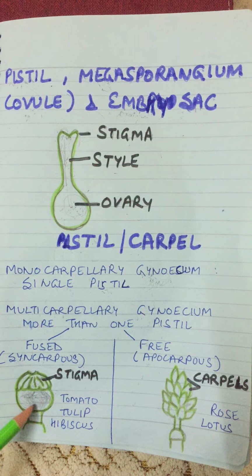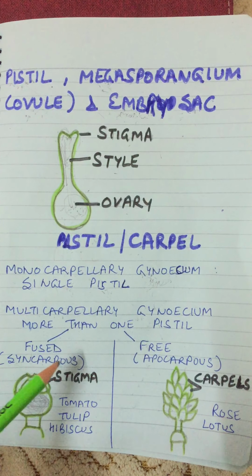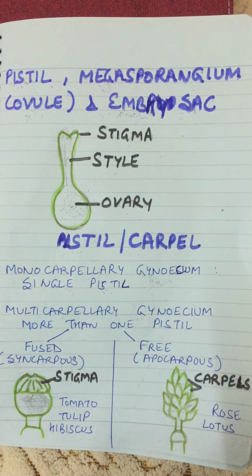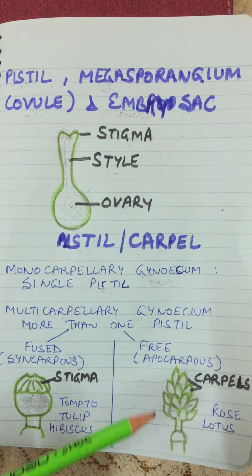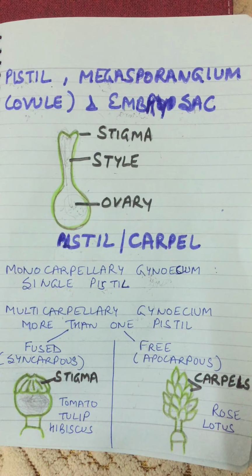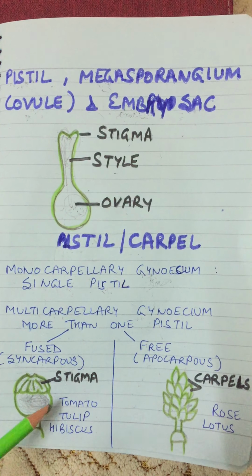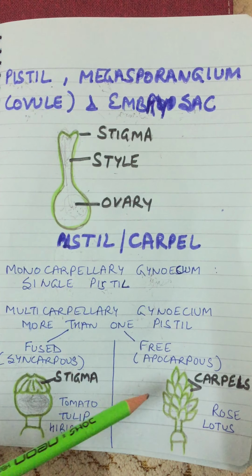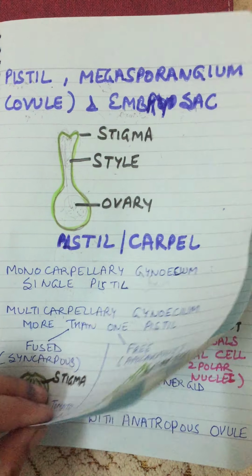If the pistils are fused, you can see the stigmas are also fused, then that type of gynoecium is called syncarpous gynoecium. And if the pistils or carpels are free, then the gynoecium is called apocarpous gynoecium. Examples of syncarpous gynoecium: tomato, tulip, hibiscus, and that of apocarpous gynoecium: rose, lotus.